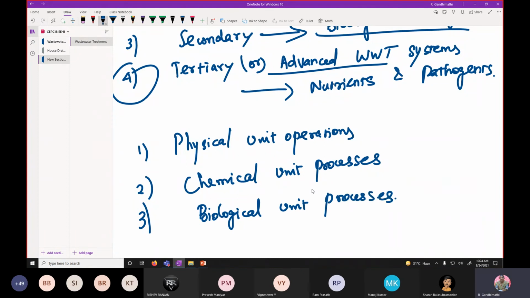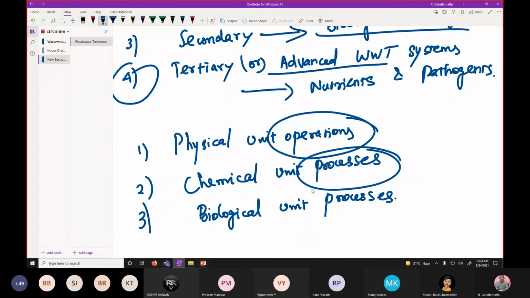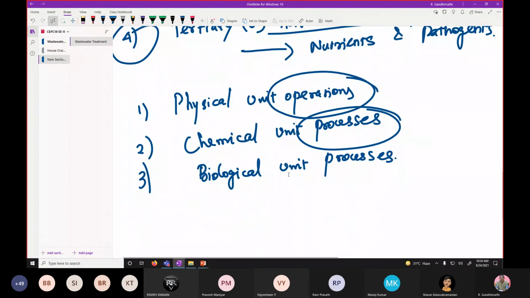Now, can you tell me what is the difference between unit operations and unit processes, students? Activities like filtering, all manual activities will come under operations. Processes are like treatment processes, whatever additional chemicals are given, by adding chemicals. Any other answer other than this?